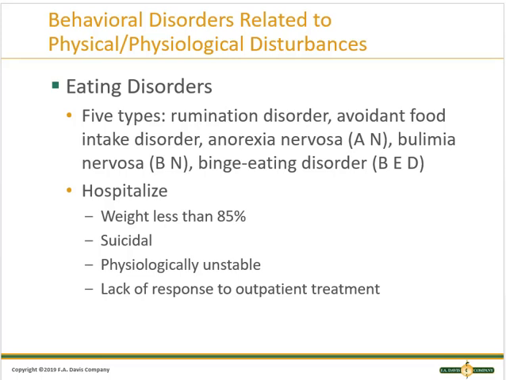It's important to determine if these patients need to be hospitalized, and the book lists several factors to bring into account. Is their weight less than 85%? Any suicidal ideations, if they're physiologically unstable, or if they lack response to outpatient treatment.